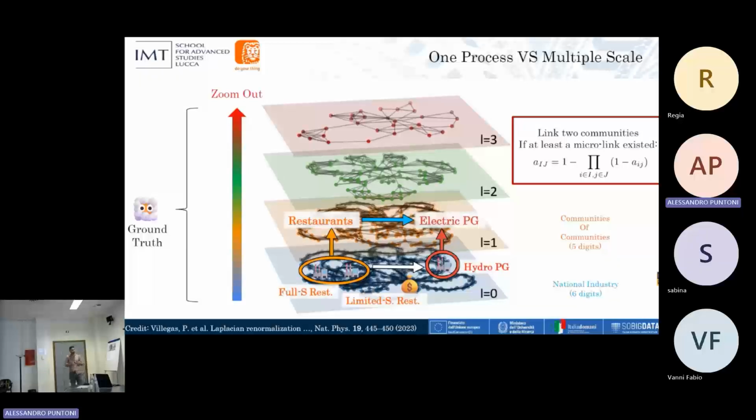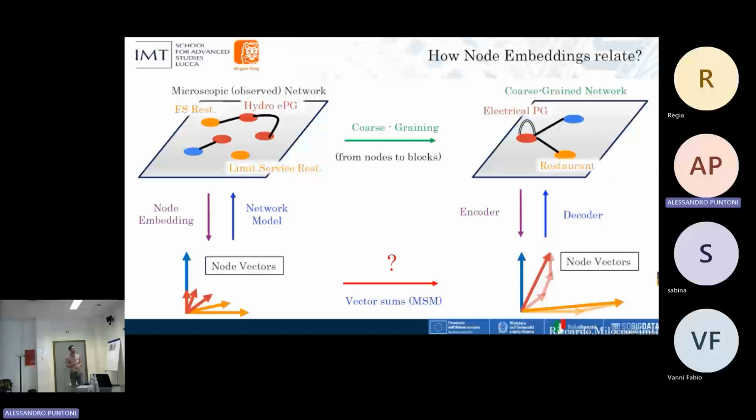But we will see this concept in more detail in a few slides. So how does node embedding relate in this multi-scale scenario? On the left, we have the standard procedure of node embedding. You start from the observed network, you do the back and forth procedure that we have seen at the beginning. Then we have also discussed that we can coarse grain the network because there is a specification of merging the nodes, here the red nodes, into the big block node.